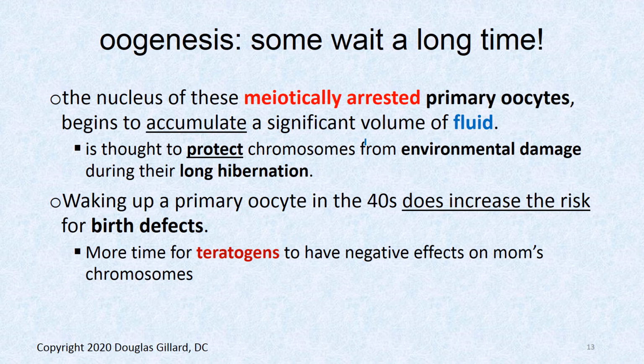And so we know a little bit about this. They begin to accumulate fluid in the nucleus of these primary oocytes. And this fluid somehow kind of cushions and protects and absorbs UV radiation and things like that. It protects them from the environment. So that little fluid is really, really important for them.